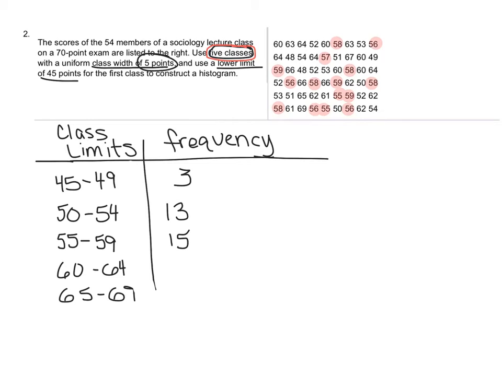Next, we'll look at the class 60 through 64. There are 17 values that are within the 60 through 64 class, so our frequency is 17. Lastly, we'll look at the class 65 through 69. And there are 6 values that are within that class. So the frequency for the last class is 6. Now that we have our class limits and our frequency, we can take this information and plot it in a histogram.